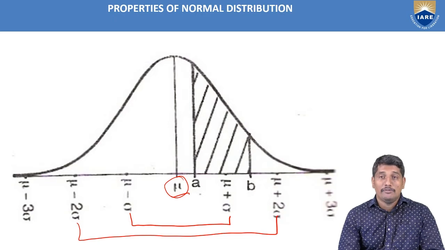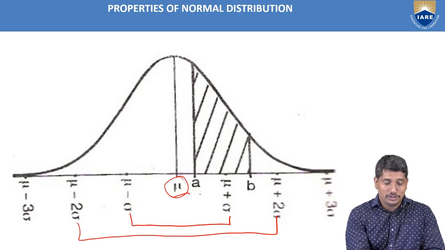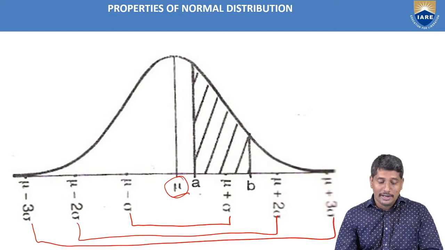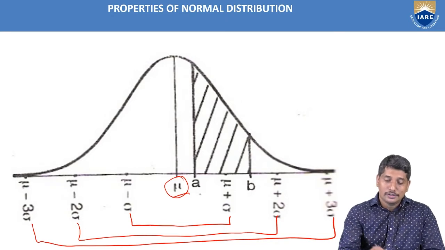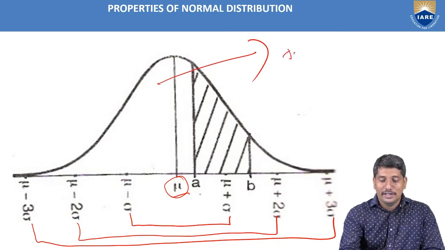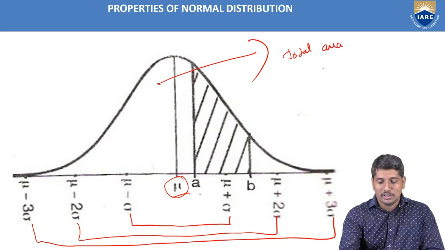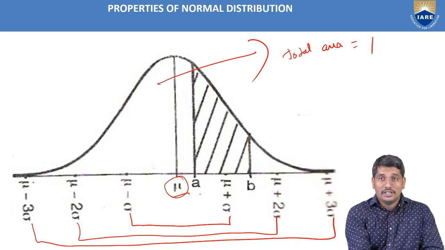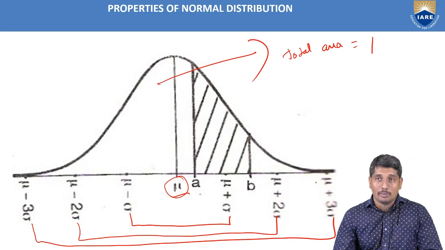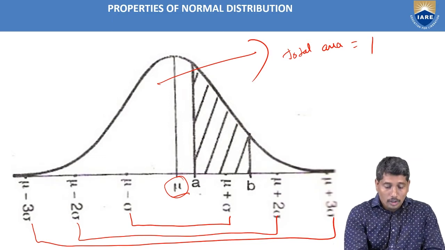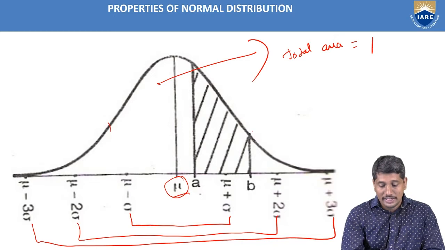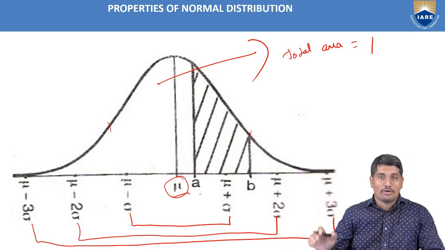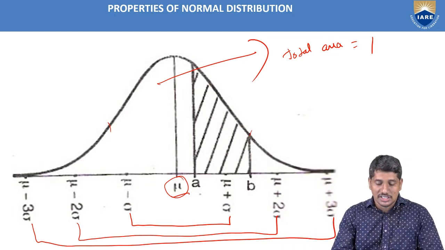68% of the area will lie between mu minus sigma and mu plus sigma. 95% of the area will lie between mu minus 2 sigma and mu plus 2 sigma, and 99%, that is almost all the area under the normal curve, will lie between mu minus 3 sigma and mu plus 3 sigma. Also, we have proven that the total area under the normal curve is unity. We also discussed that the x-axis is an asymptote of the normal curve, and the points of inflection are mu minus sigma and mu plus sigma, that is, the concavity becomes convexity and the convexity becomes concavity. These things we discussed in the last lecture.